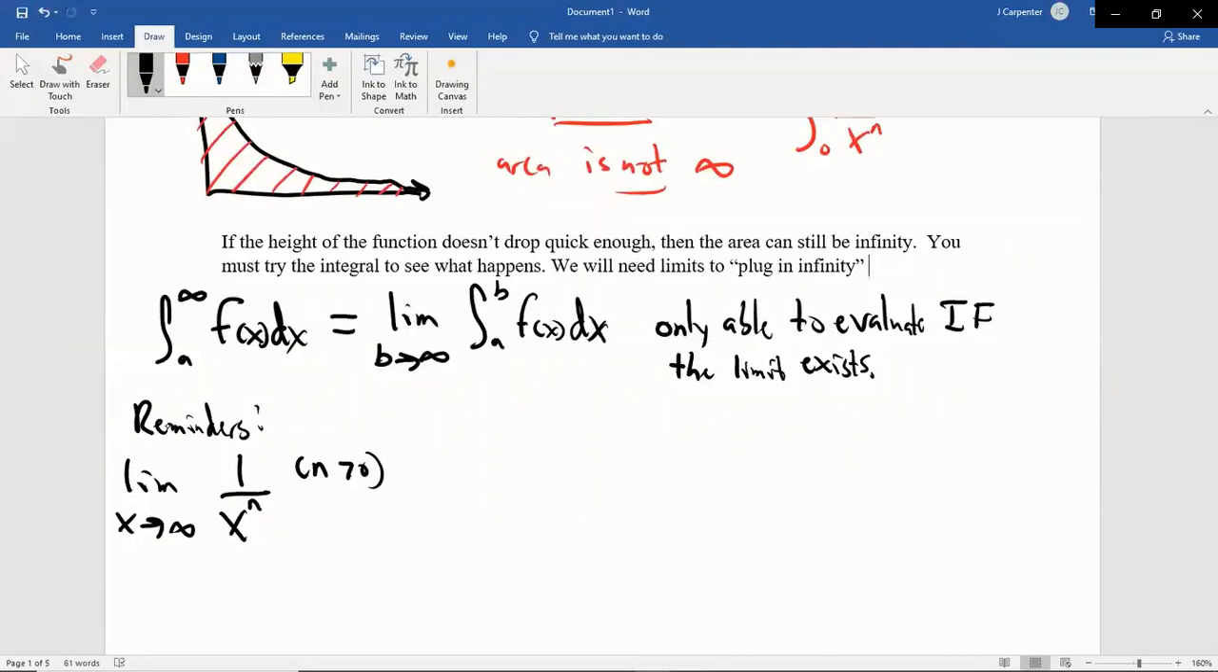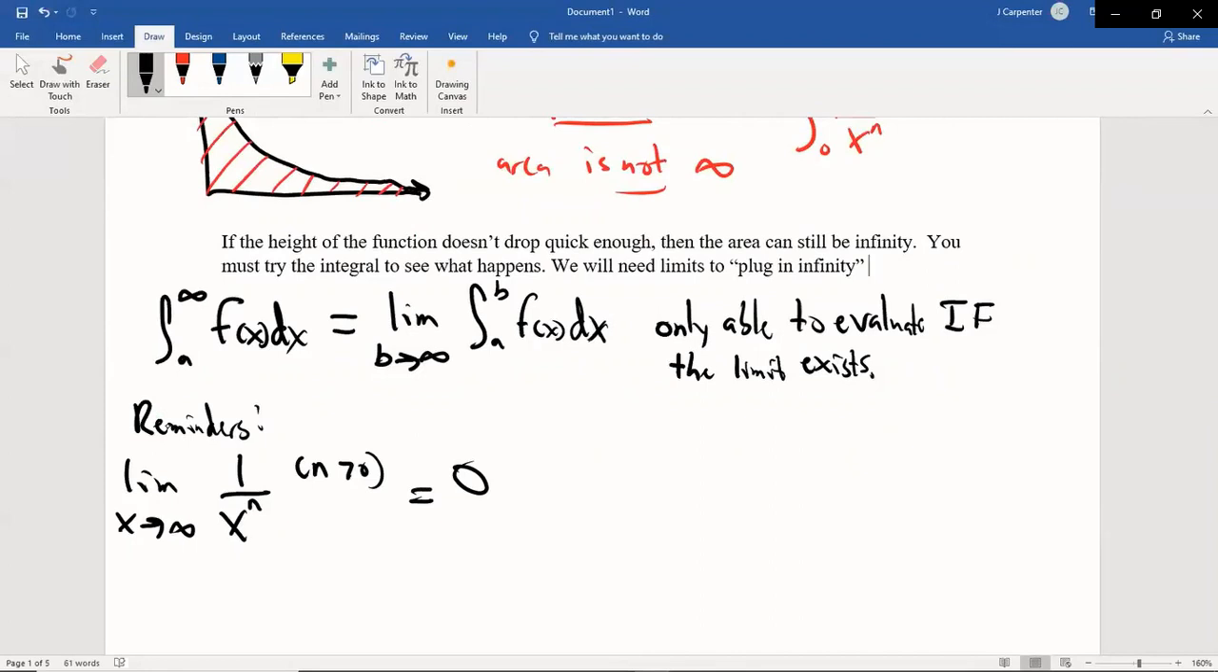If you put in 100,000 and a million, that output is just going to keep getting smaller and smaller and smaller. We did this at the very beginning of the semester. This limit was 0 because the denominator keeps getting bigger and bigger and bigger. Dividing by a bigger and bigger number makes this thing smaller.